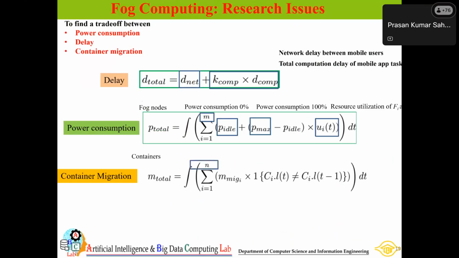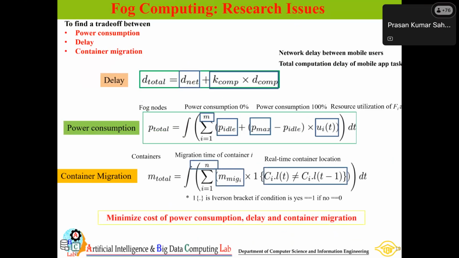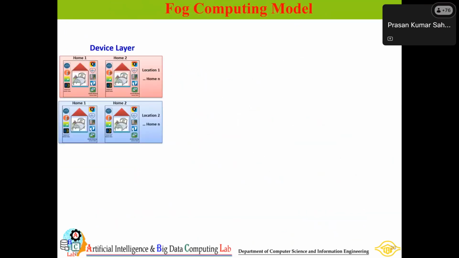Then the next part is how to minimize the cost of power consumption, delay, and container migration. Maybe we can use a linear programming problem to minimize the cost of power consumption, delay, or container migration.